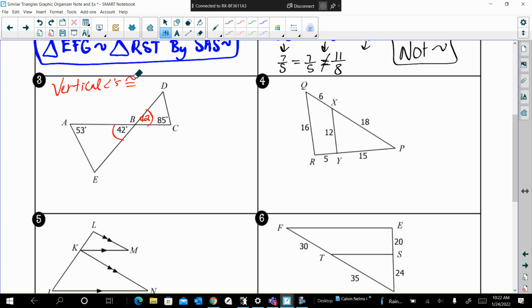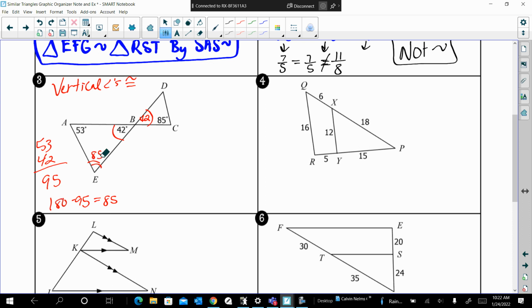All right, I need two though. How am I going to find another angle? Alternate? No, you don't have parallel lines. You don't get a straight angle. Yes, you can find it, guys. Come on. Add 53 and 42. Okay, so that gives me 95. Subtract that from 180. So that lets me know angle E is 85. Now do we have the second angle?